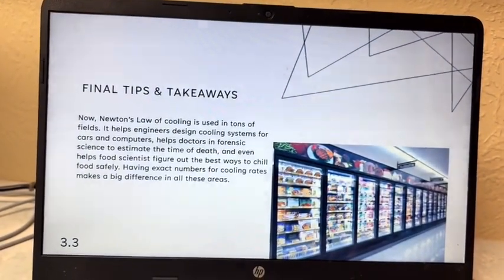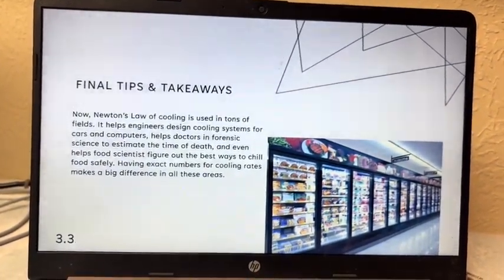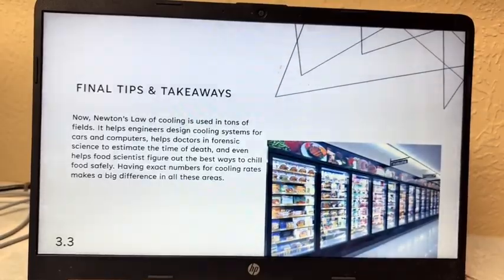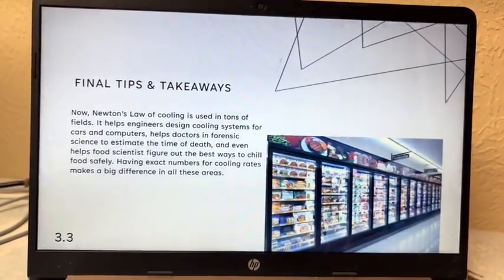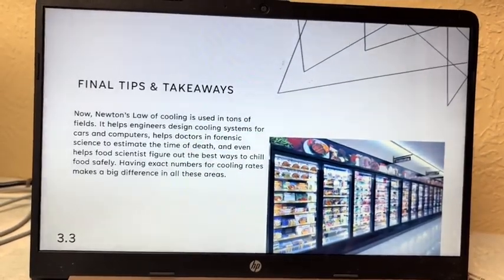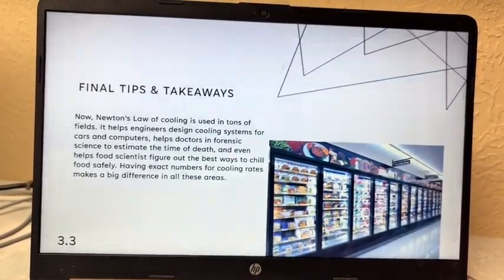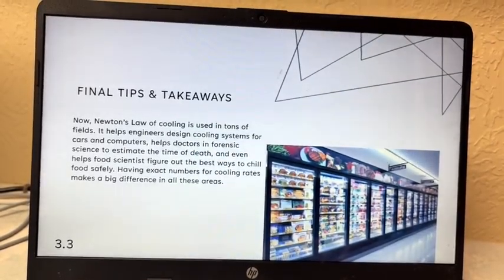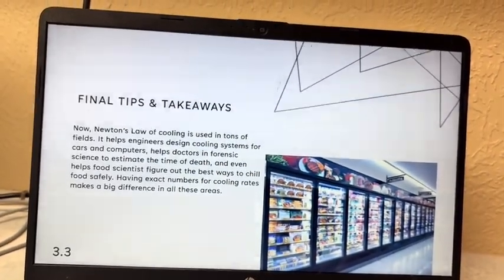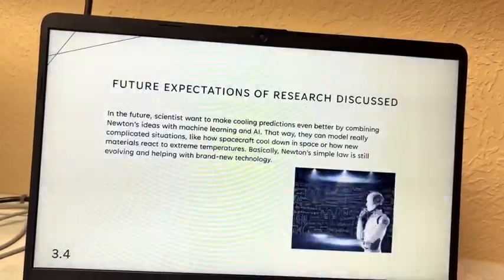Final tips and takeaways. Now, Newton's law of cooling is used in tons of fields. It helps engineers design cooling systems for cars and computers, helps doctors in forensic science estimate the time of death, and even helps food scientists figure out the best way to chill food safely. Having exact numbers for cooling rates makes a big difference in all these areas.